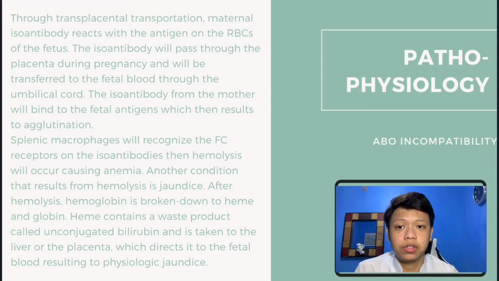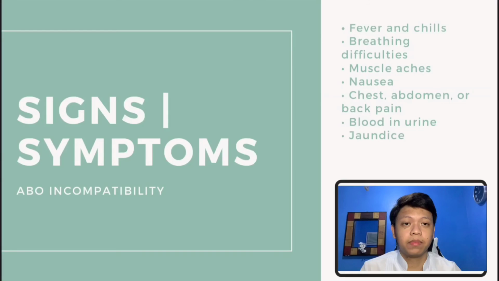Another condition that results from hemolysis is jaundice. After hemolysis, hemoglobin is broken down to heme and globin. Heme contains a waste product called unconjugated bilirubin and is taken to the liver or to the placenta, which directs it to the fetal blood, resulting in physiologic jaundice. For the signs and symptoms, these are the following: fever and chills, breathing difficulties, muscle aches, nausea, chest, abdomen, or back pain, blood in urine, and especially jaundice.